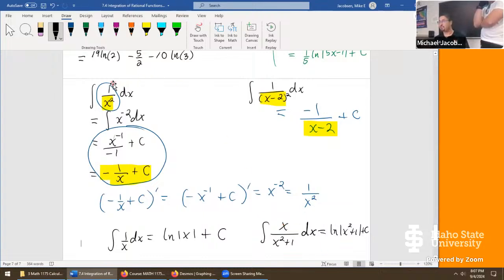But if your numerator is just a coefficient of 1, and the power is not a 1, these are the ones that do not turn into a natural log. It's got to look just like this, a power of 1. Well, does that make sense for the overview of those?